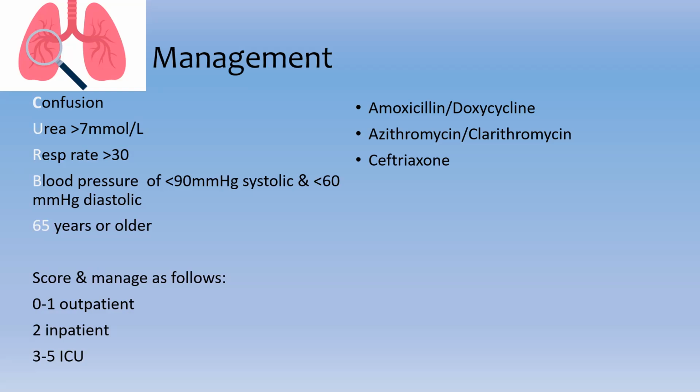Okay. So let's move on to the drugs that you use for management. This is an empiric antibiotic therapy for namely community-acquired pneumonia and the like. So usually we use amoxicillin or doxycycline. And we also do azithromycin and clarithromycin. And also we use ceftriaxone. Now, can anyone tell me what's the drug class of ceftriaxone?